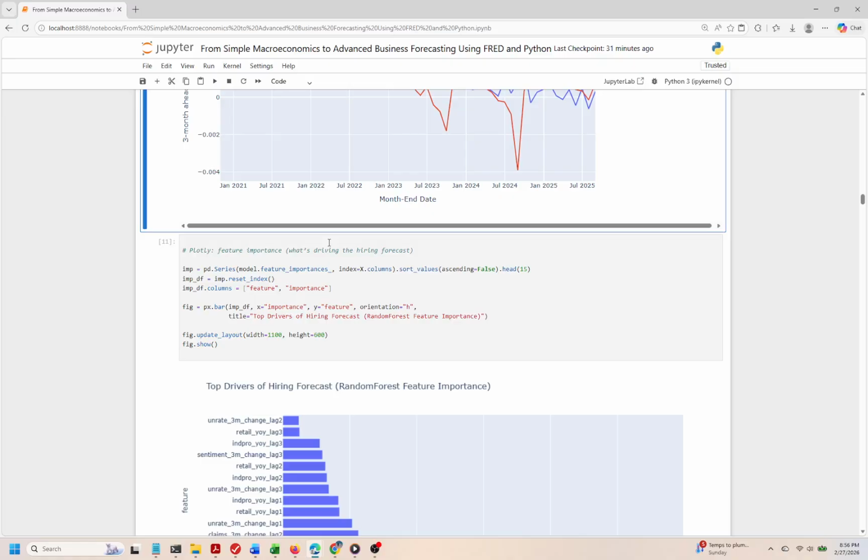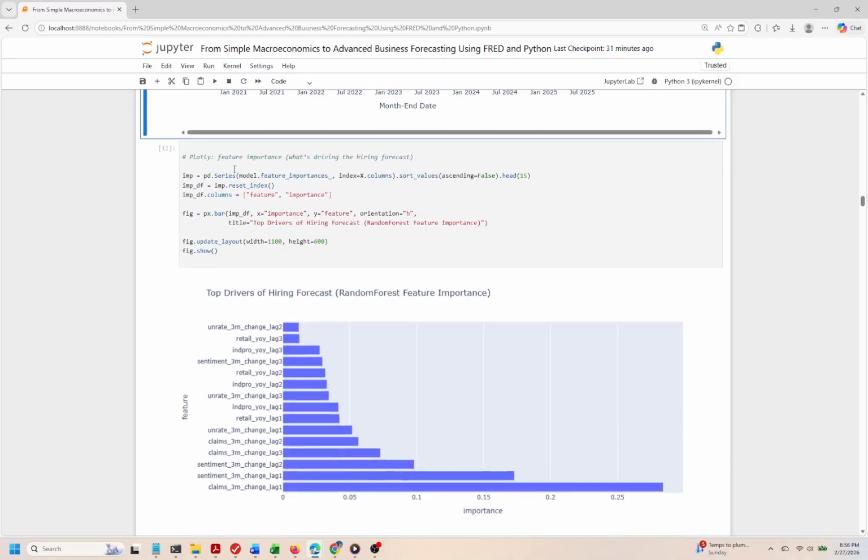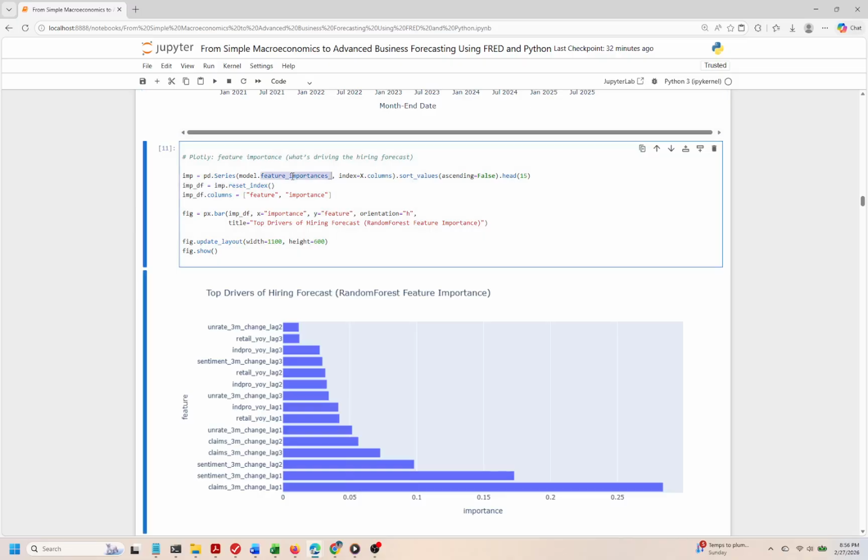Cell 7. This cell focuses on visualizing feature importance in the context of our hiring forecast model. Understanding which variables contribute most significantly to our predictions is crucial for interpreting the model and making informed decisions. Here, we utilize a bar plot from Plotly to illustrate the top 15 features, revealing the factors that drive our hiring predictions. The first step involves creating a series object that captures the feature importances derived from our model.